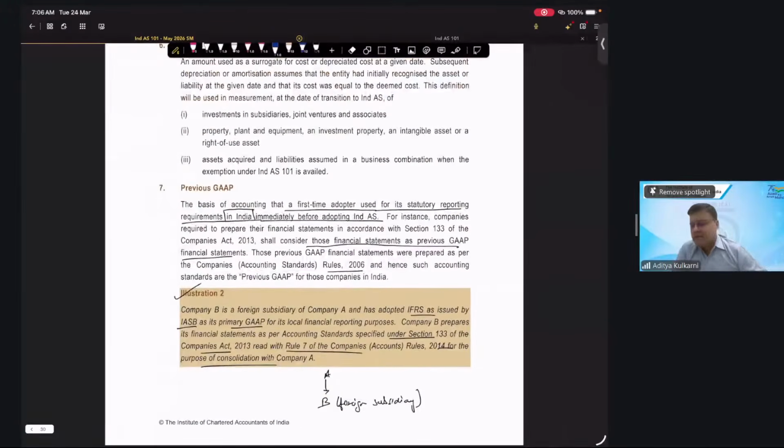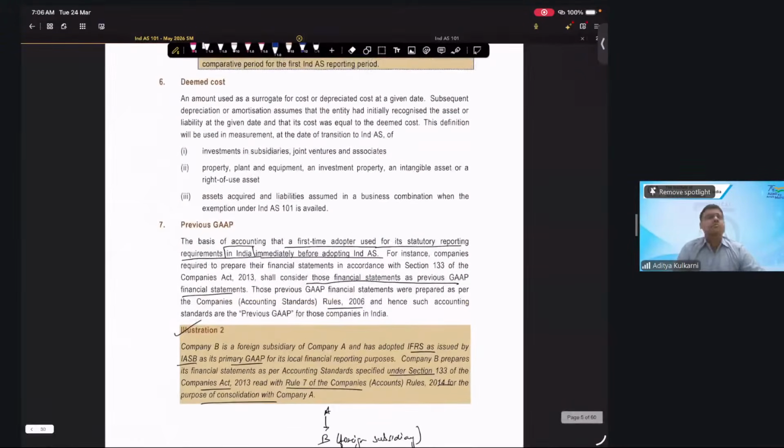Now I'm only covering the major definitions. So others you could read up at your own end. So what do you mean by the previous GAAP? Previous GAAP is the one that was used by the first time adopter just before adopting Ind AS. Okay, so that becomes your previous GAAP. So normally in India, you will have the regular accounting standard regime that is currently in force. That would typically end up becoming your previous GAAP. Are we okay with this?